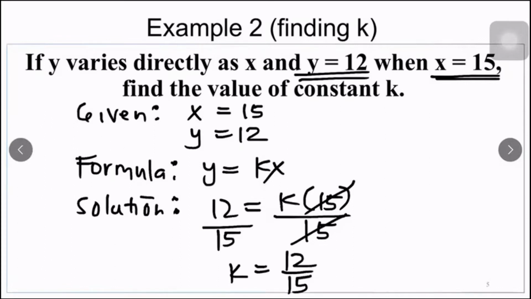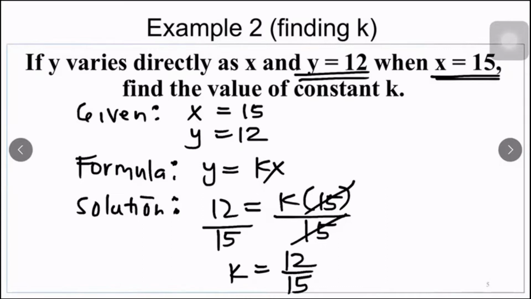In here, 12 over 15 is not yet the final answer because it should be simplified to the simplest form. So, simplifying it, we need to think about a number that can divide both 12 and 15. So what number can we use?